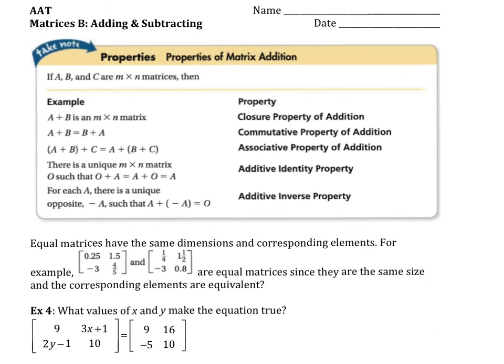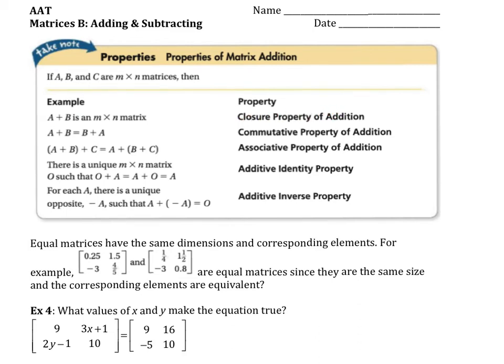So, if A, B, and C are M by N matrices, then the following is true: A plus B is an M by N matrix. That's called the closure property. Two matrices the same size, you'll get out a new matrix that's the same size.